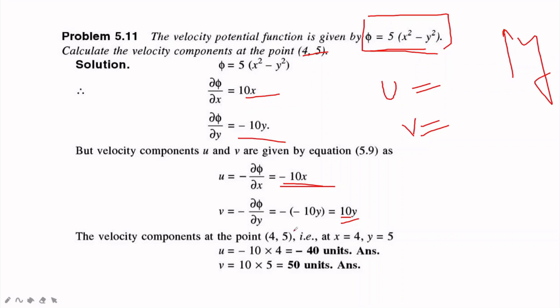Now 10x, what is the value of x? It is 4, so it is 40 units. The x value is 4, y is 5, 10 into 5 is 50 units. So very easy, we just have to remember what u is equal to and what v is equal to. When it comes to the velocity potential function, u is the negative derivative of dou phi by dou x, v is the negative derivative of dou phi by dou y. In competitive exams they will just give the value of phi and ask you to find the value of u and v, like that, for 1 mark.